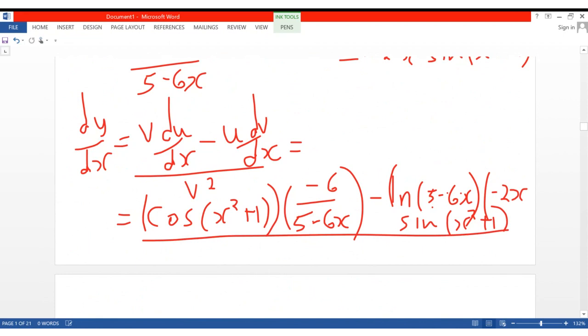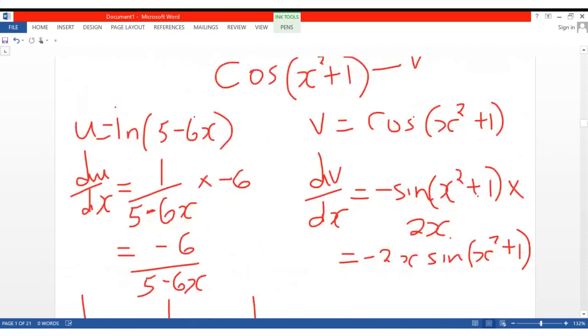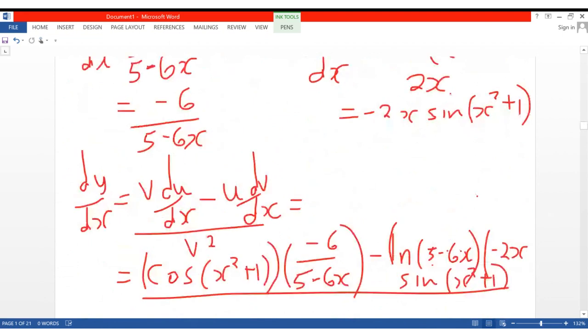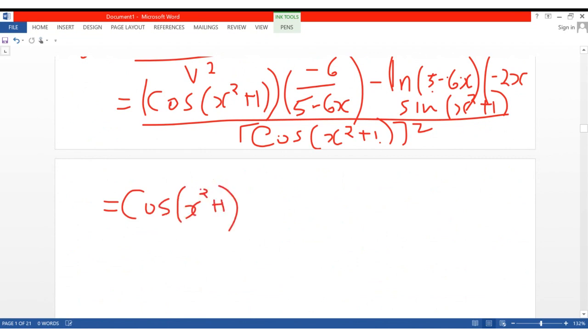Our v was what? Let me go back up. My v is cos, a bit lengthy but it's still okay. Cos x squared plus 1, the whole of this one squared. So on the first, I cannot simplify anything, so I remain with cos x squared plus 1, and then negative 6 all over 5 minus 6x.